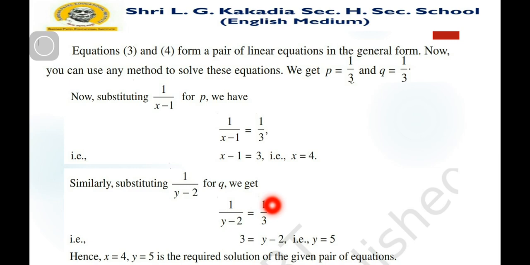So we have the values of x and y. The solution of this pair of linear equations is given by x is equal to 4 and y is equal to 5, which is the required solution of the given pair of linear equations.